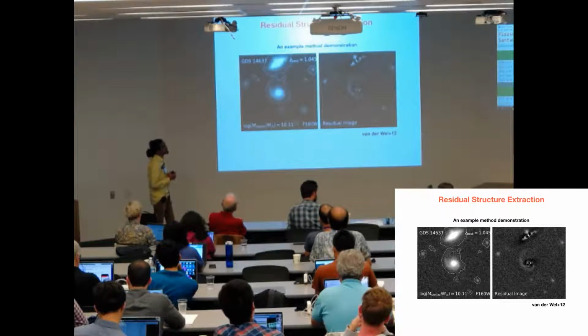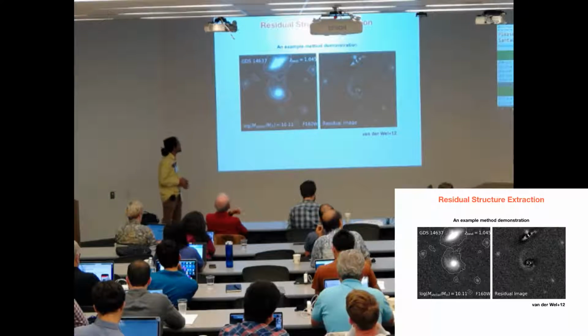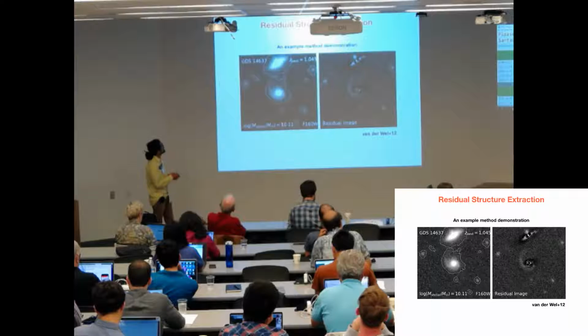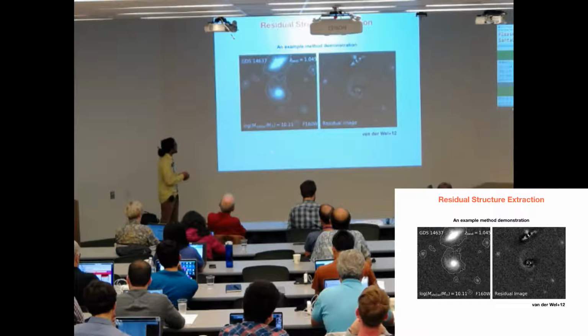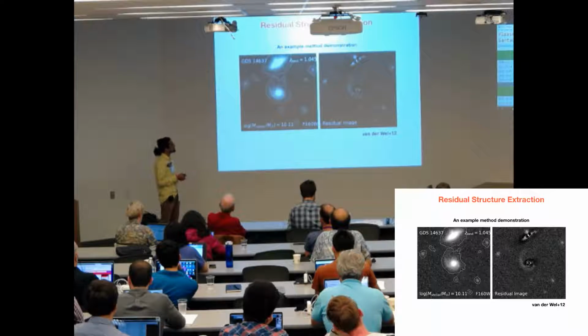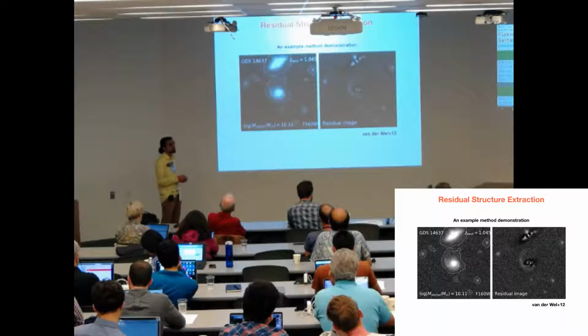Let's take an example galaxy from my 16 galaxy sample. Here I have a 10 to the 10 solar mass galaxy at redshift of 1, and I show the source extraction segmentation regions overlaid on each of the objects. I'm also showing the corresponding residual image on the right-hand side panel.